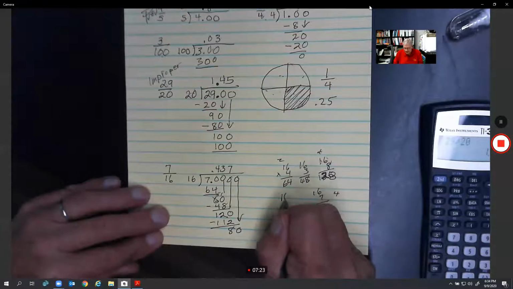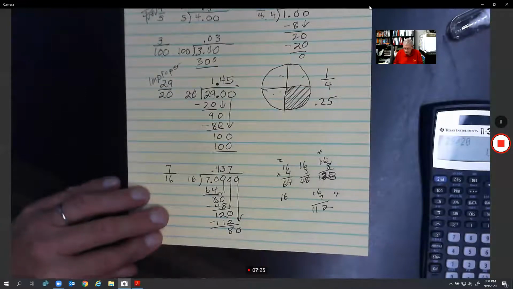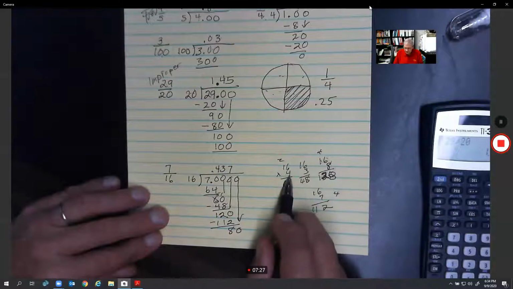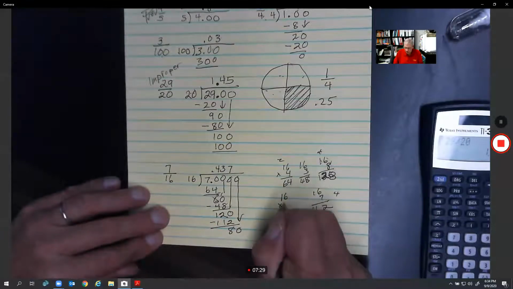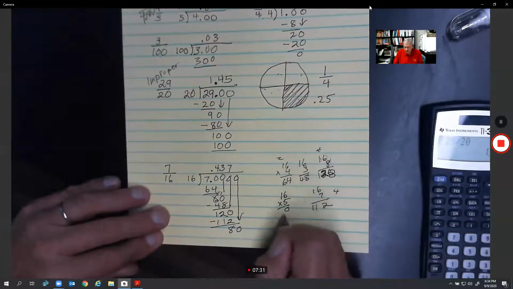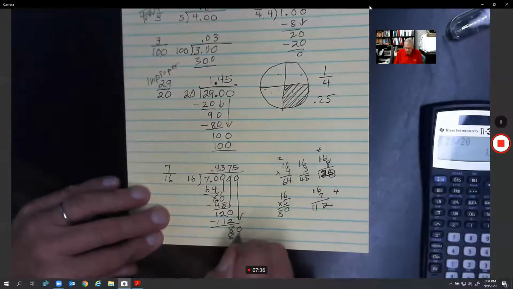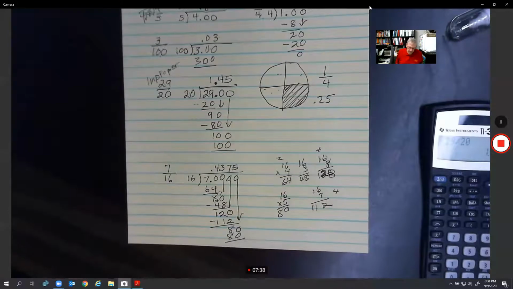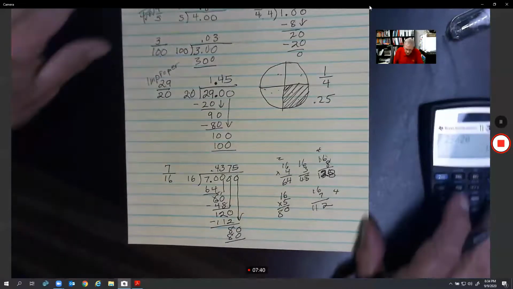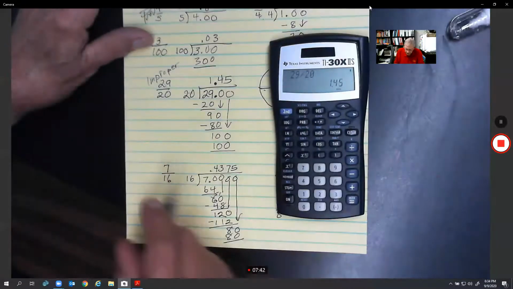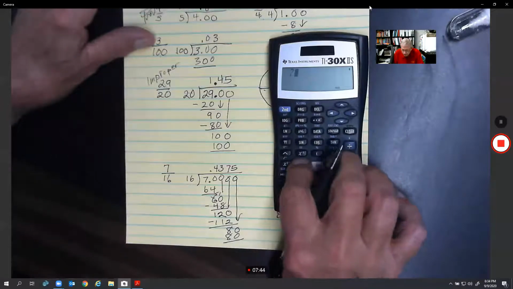So 16 times, what do you think? Well, 8 is pretty big. Maybe just a little bit bigger than 4, huh? 80. There we go, 5 times 80. Now, if you wanted to do it on your calculator, let's stop and verify it.